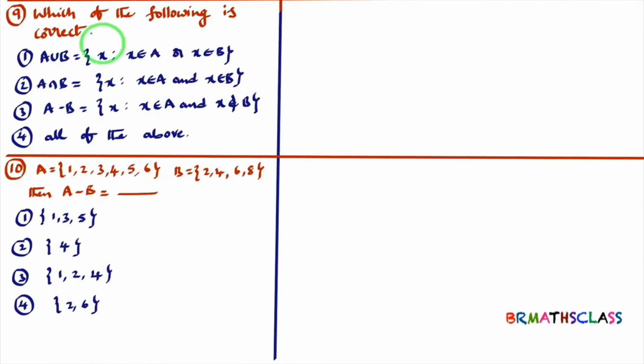Please see question number 9. Which of the following is correct? They are asking which of the following is correct. You observe A union B. We learned this in the synopsis. A union B is nothing but x belongs to A or x belongs to B. Is this correct or not? Yes, the first option is correct.